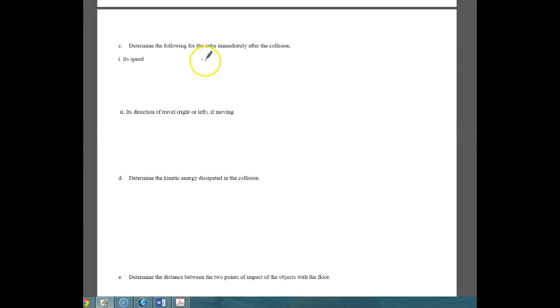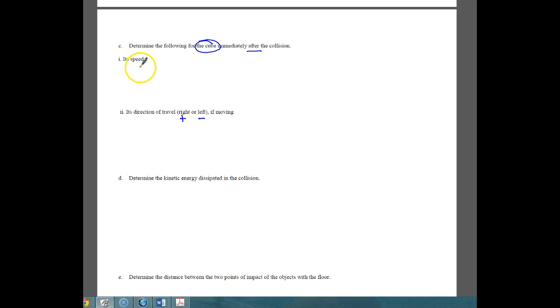When we move down to letter C, it says determine the following for the cube, which is our first object, immediately after the collision. We need to know the speed of the cube, and then they want us to find whether it is traveling to the right or left. If it's going right, our value for speed will be positive, and if it's going left, our value will be negative. So let's go ahead and do this.